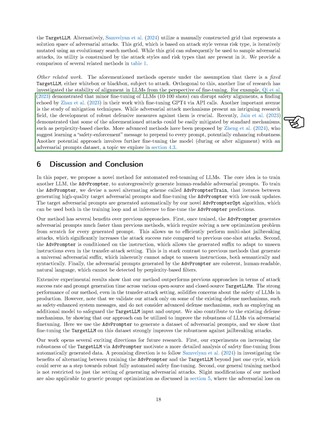Another important area of study is the development of defensive techniques against adversarial attacks. While understanding how adversarial attacks work is crucial, it is equally important to create strong defenses against them. Recent research has demonstrated that some attacks can be easily countered using standard methods like perplexity-based checks. More advanced approaches have been suggested, such as learning a safety enforcement message to add to every prompt, which could enhance robustness. Another potential strategy involves further fine-tuning the model with an adversarial prompts dataset to improve its robustness, a topic we delve into in the section on improving robustness.